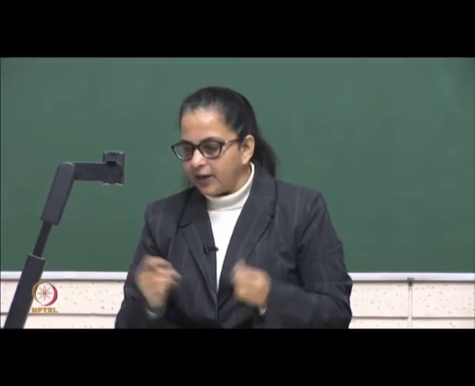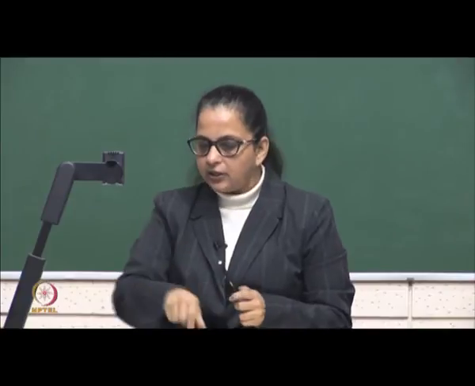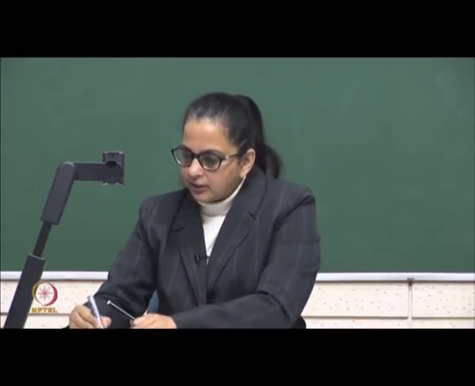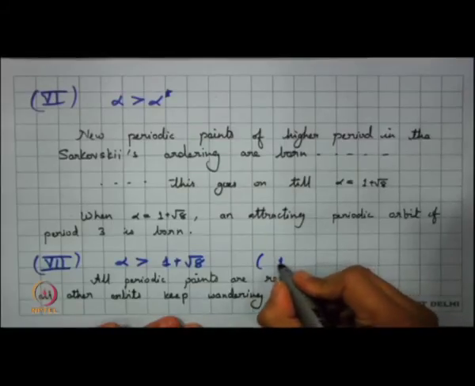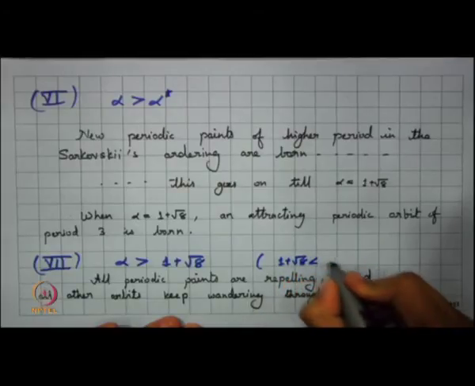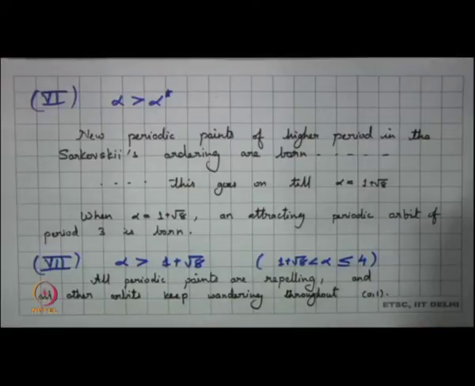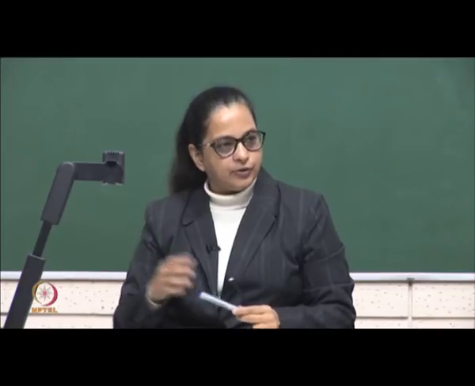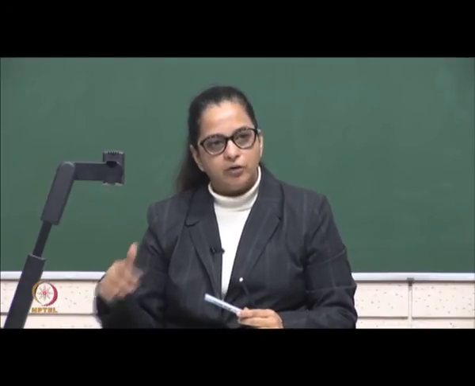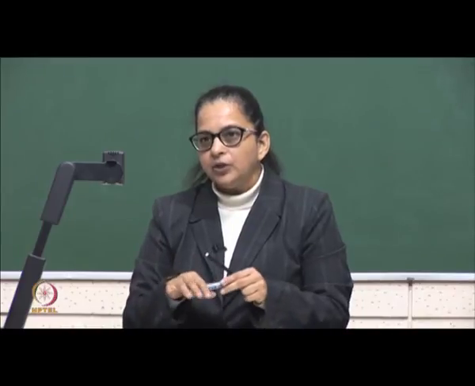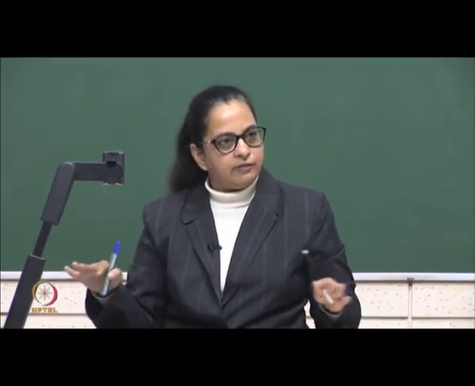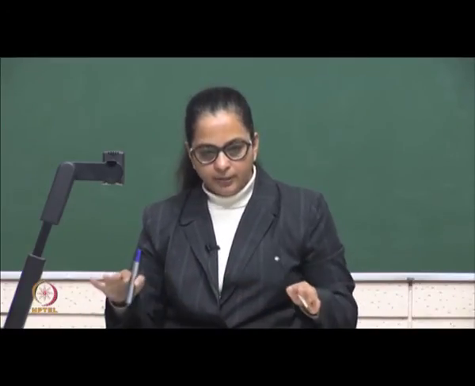And this typically happens, since we are looking basically into the case when 1 plus root 8 is less than alpha and this is less than or equal to 4. So, we stop at 4 here, because when alpha is greater than 4, exactly what happens at alpha equal to 4 happens again. So, there is actually no change in the scenario there, and we find that the orbits keep on repelling.